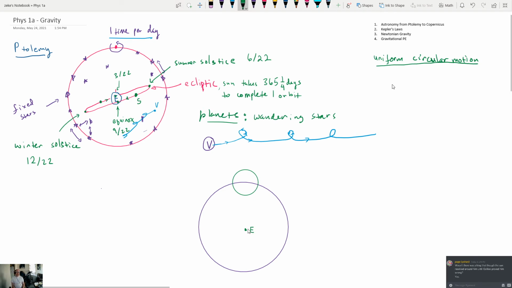Okay, so back to Venus. Here's the Earth, here's one circle, and here's a second circle. So we have two circles, and we're going to use uniform circular motion to describe what Venus is going to do. Venus is going to be sitting, for example, right here. That's Venus, okay? And Venus is going to go around in uniform circular motion around this circle, and this circle is referred to as an epicycle.